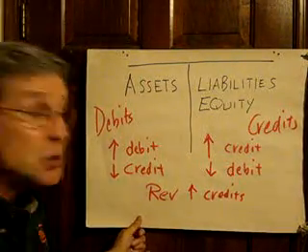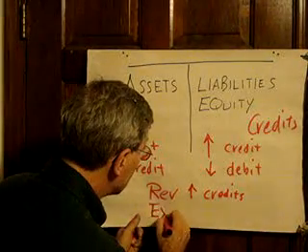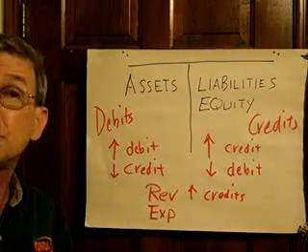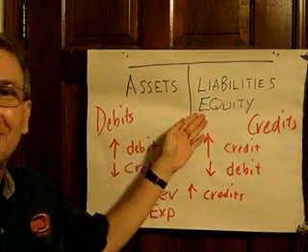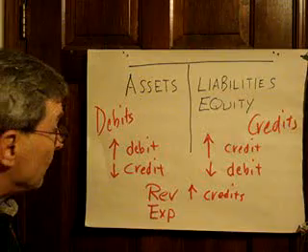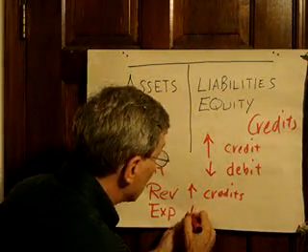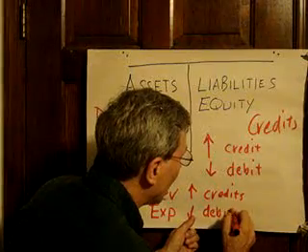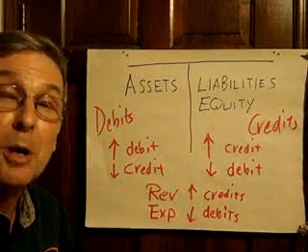Now, let's talk about expenses. Expenses are the costs you incur doing your business. How do expenses affect equity? They make it go down. So, when equity goes down, we call that a debit. So, expenses are always debits. Just keep that in mind.